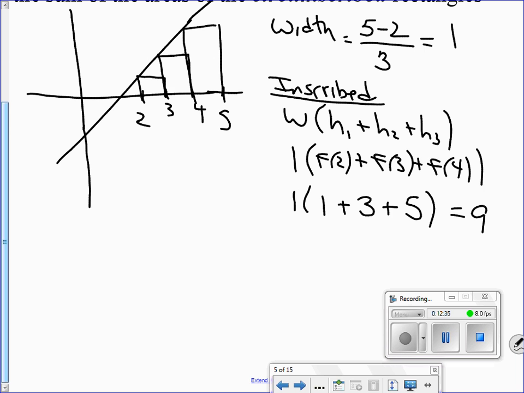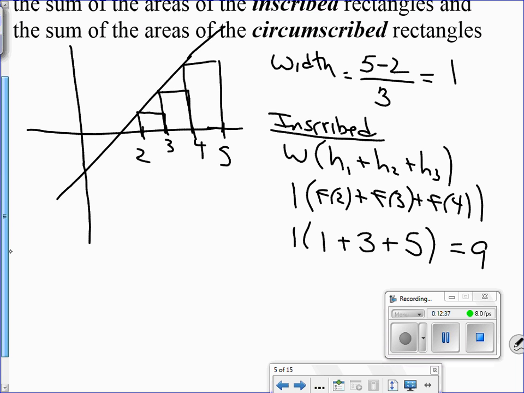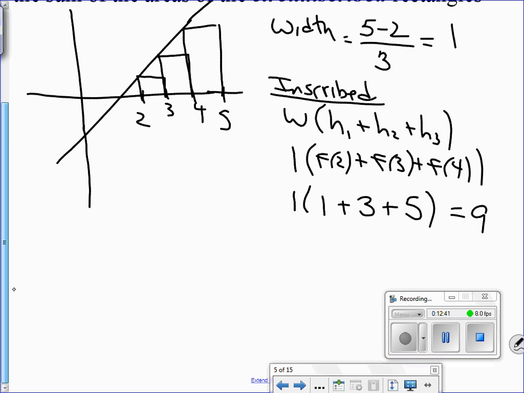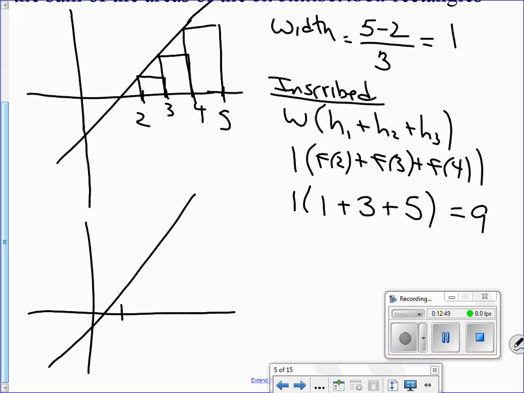Okay, we're also asked in this problem to find the sum of the areas of the circumscribed rectangles. So it's the same picture. A lot of this stuff is going to be the same. I'm just going to draw it over though. So we have 2. The width doesn't change. Doesn't matter what way they're telling you to get the height. The width is still 1. So I know I'm going to break it up at 3 and 4.